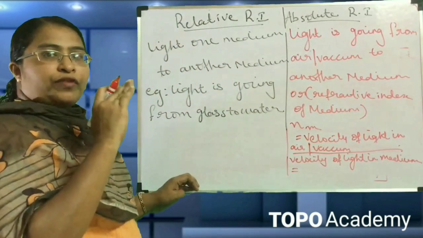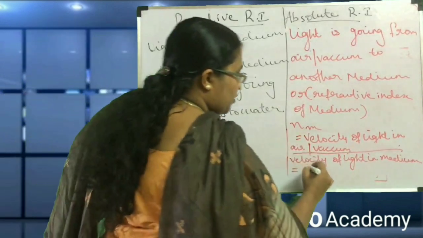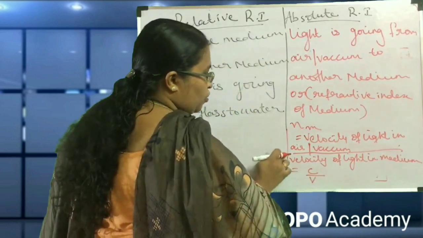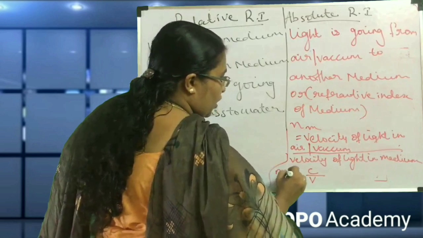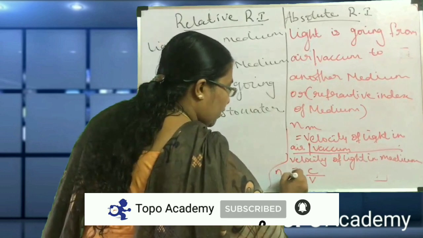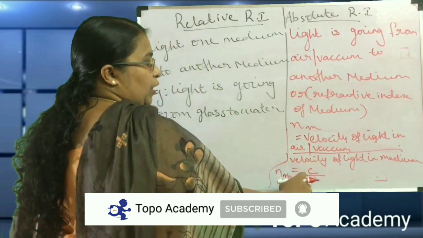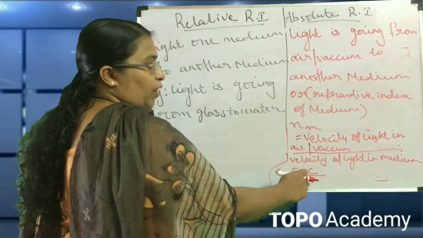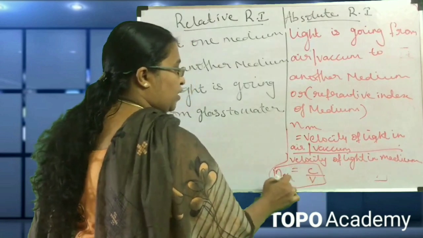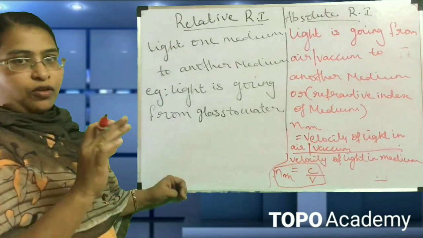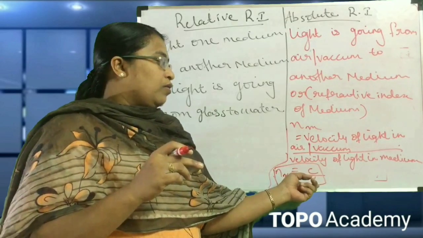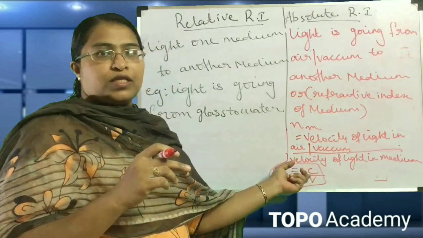We know that the velocity of light in air or vacuum is denoted by the letter C, and the velocity of light in the medium is given by V. So we can write the absolute refractive index, or refractive index of the medium, as C divided by V: the velocity of light in air or vacuum divided by the velocity of light in that medium. So this is the equation to find the refractive index of the medium. Mostly we use this equation to find the refractive index.